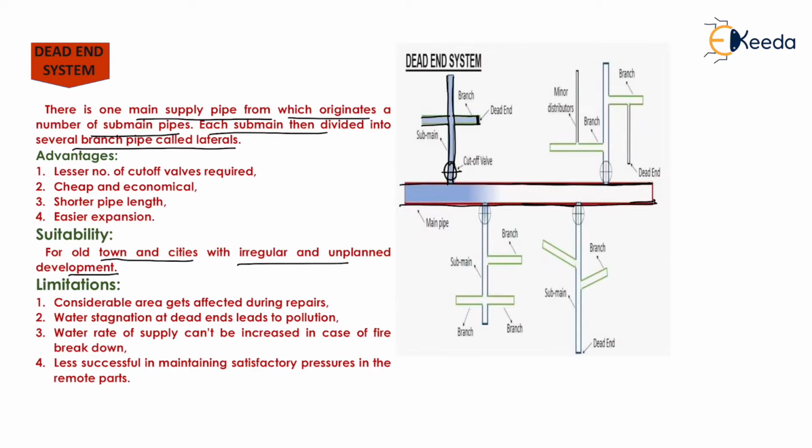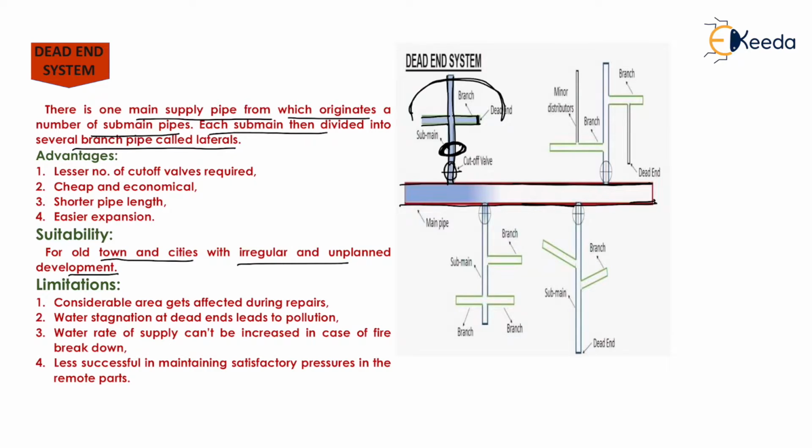Now we can see each and every limitation in detail, starting with the first limitation, that is a considerable area gets affected during repair. Suppose that this sub-main is under repair work, then what will happen? All the houses present in this portion will be affected because of the repair of this sub-main. That will be the limitation of the dead end system.